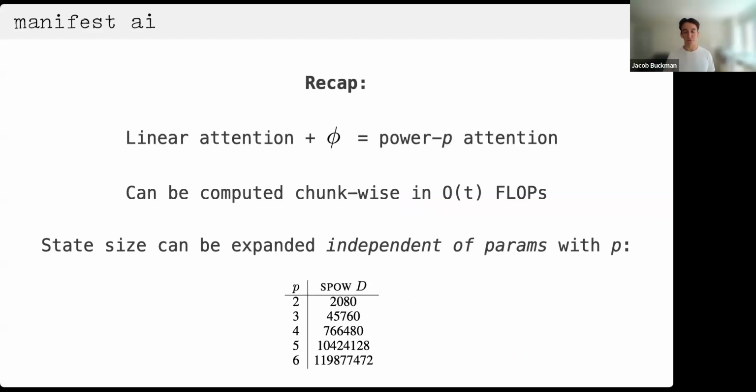So what we end up with here, just to recap the last couple minutes, is you can take linear attention and do the particular phi, and what you end up with is power p attention. And because this is now something that has both the recurrent and attention forms, it can be computed chunkwise in O of t flops while also being very GPU friendly. And finally, it has a state size that can be expanded independently of parameters by adjusting p. So the parameter size is essentially arbitrary, and we can make the state as large as we want.